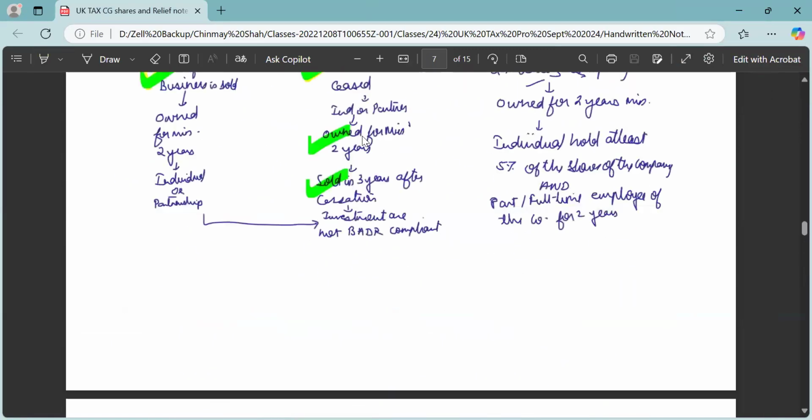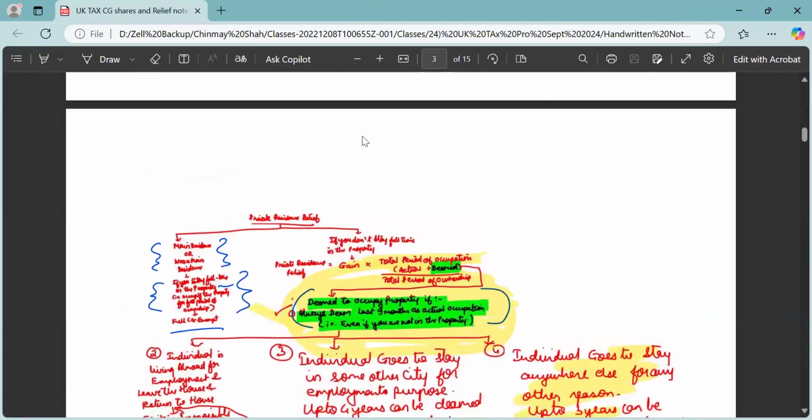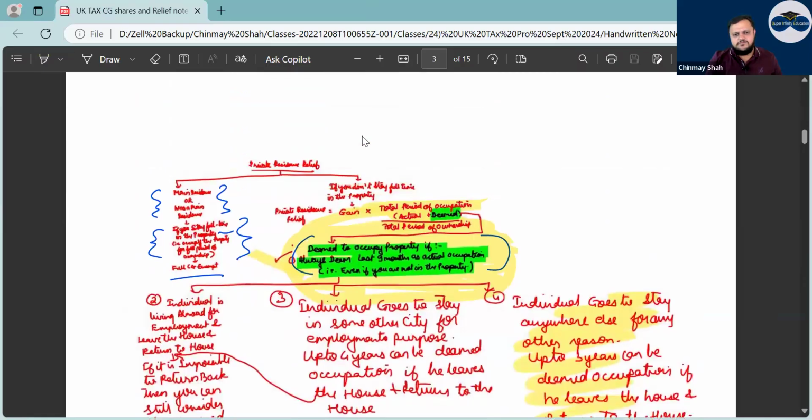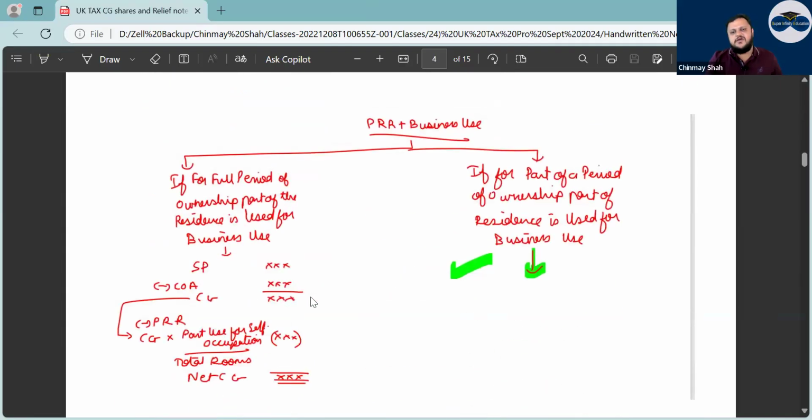Sir, if someone goes out and stays at a place of relatives and then comes back, will the entire period or entire duration be allowed? Yes. So it will be termed as deemed occupation or actual occupation? Deemed occupation. Okay, right? Then there is PRR plus business use.